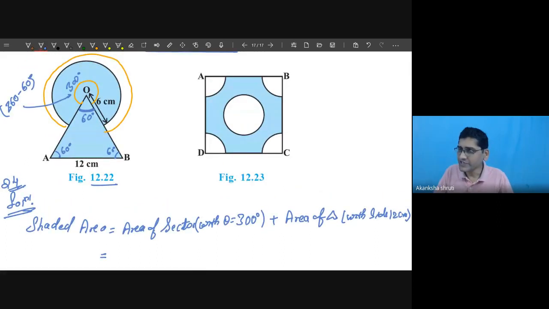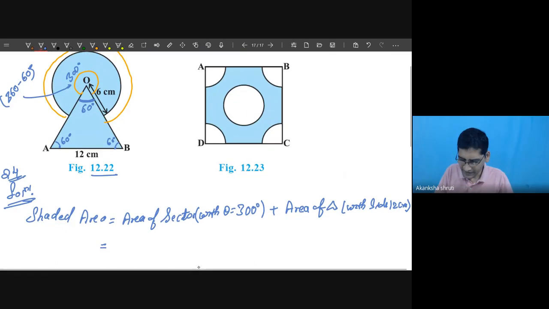What is the formula for sector? The formula is theta divided by 360 degree. Why we have taken this? The angle I have written here in terms of degree, 300, into pi r square, plus the area of triangle, since it is equilateral, root 3 by 4 a square. A is the side length of the triangle.